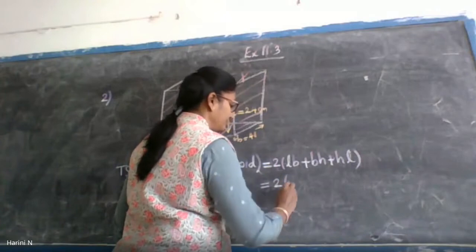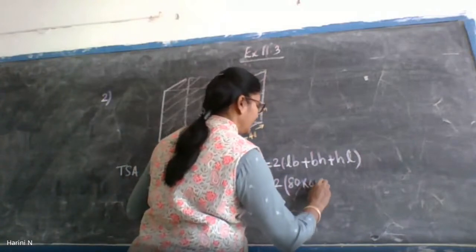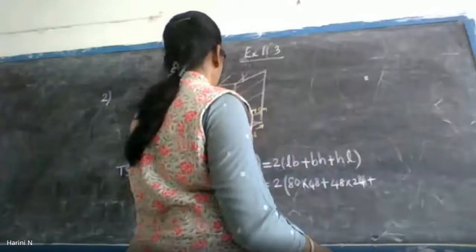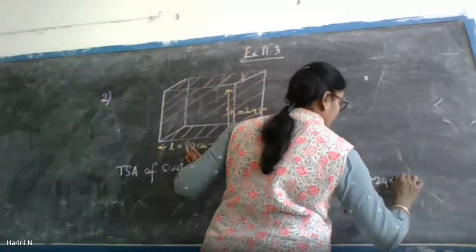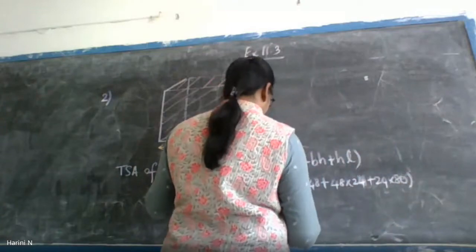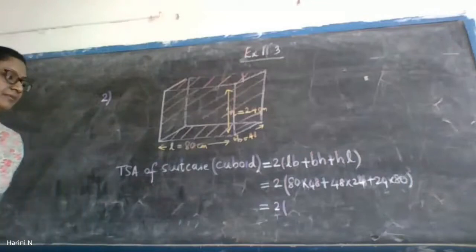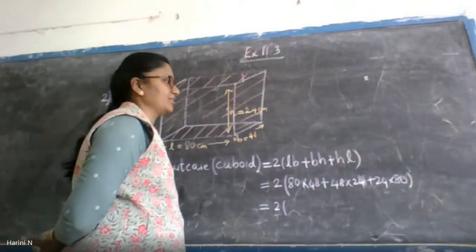2 times, L is 80. So LB means 80 into 48, plus B is again 48, 48 into 24, plus 24 into 80, plus HL, 24 into 48. Sorry, 24 into 80. So come on, start multiplying all the 3. You should get 3 products there. Do it. 80 into 48. All the working space you can use there.